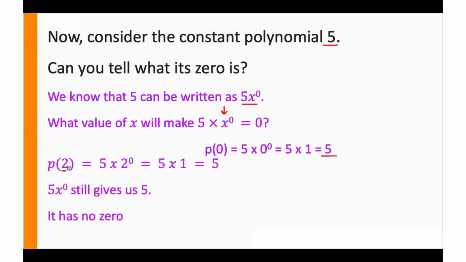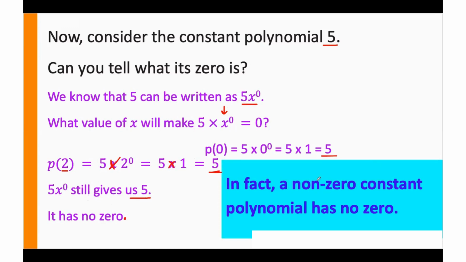If we take 2 in place of x, we get 5 into 2 raised to 0, where this is multiplication. That gives you again 5 into 1 because 2 raised to 0 is 1, again 5. And so 5x raised to 0 will always give us 5. It has no 0. In fact, remember this word, a non-zero constant, any non-zero constant has no 0. There is no 0 for that polynomial.